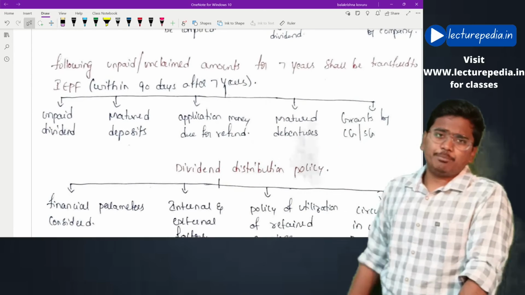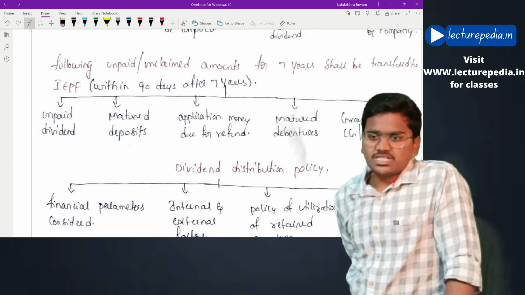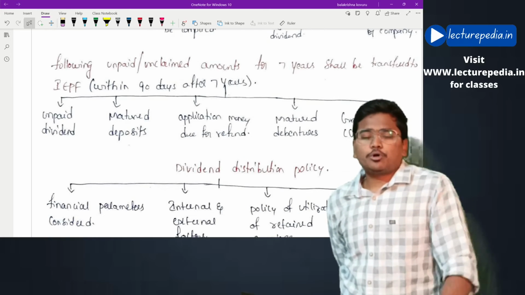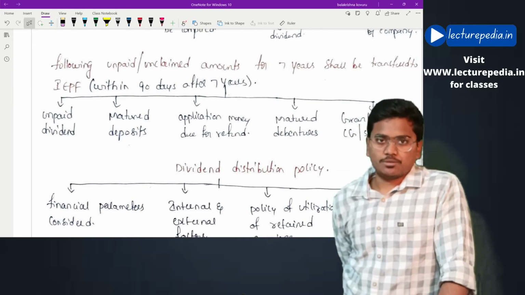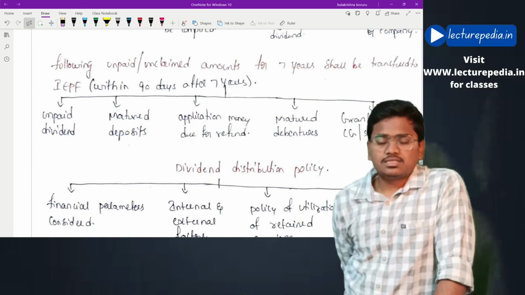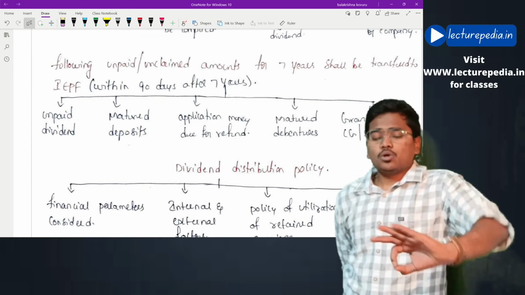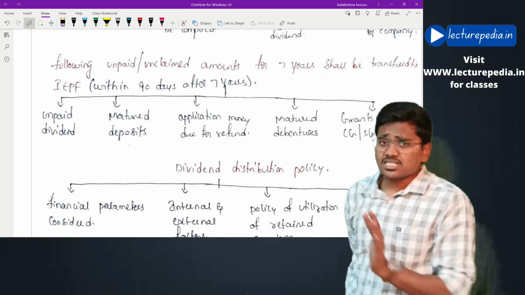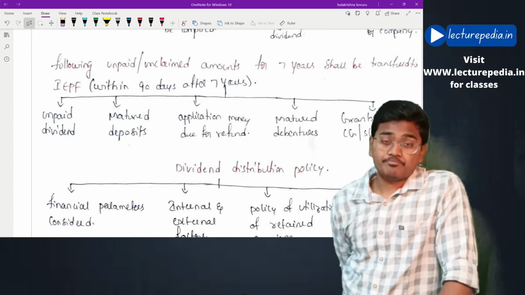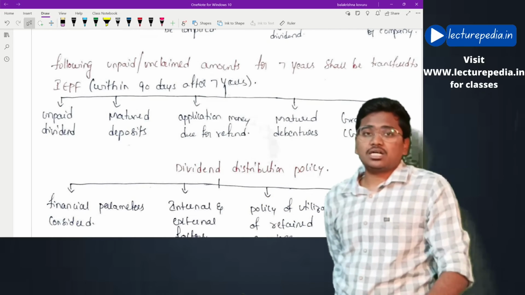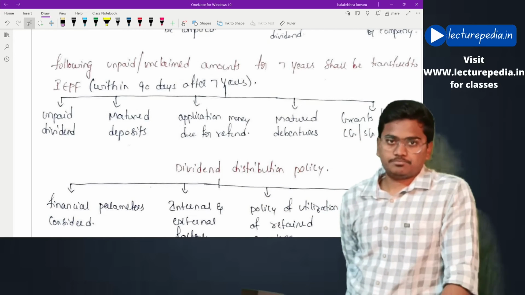First one is unpaid dividend. This we discussed. Next, matured deposits. For deposits, there will be a certain tenure, like 4 years, 5 years. Generally, it should not exceed 3 years, that we have discussed. After completion of the tenure, the deposits will mature. Once deposits mature, the amount will be repaid to the deposit holder.